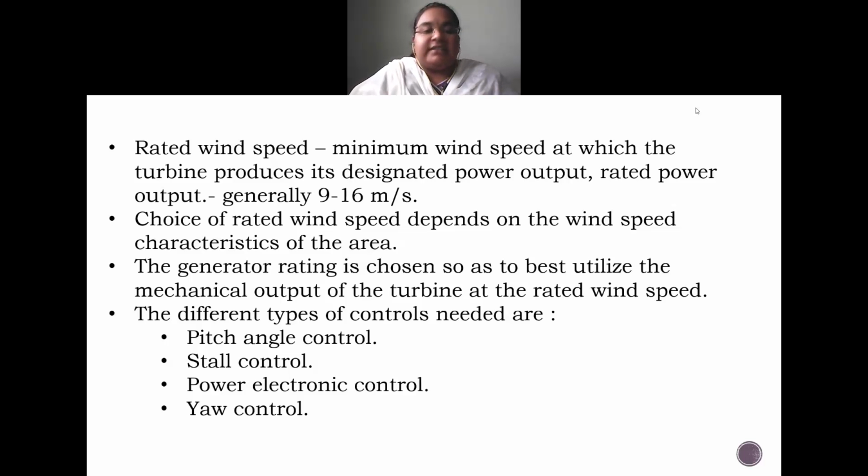Okay. Next, there are different types of controls needed. The different types of controls we have: the first one is called the pitch angle control, the second one is the stall control, the third one is the power electronic control, and the fourth one is yaw control. We'll see each one of these in detail.